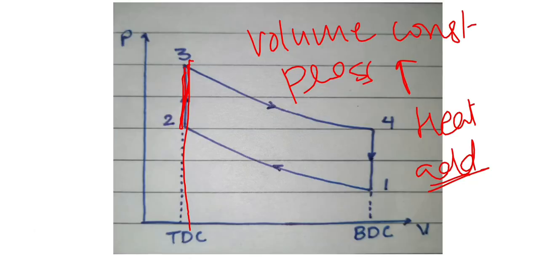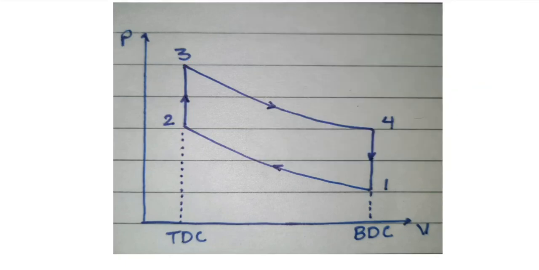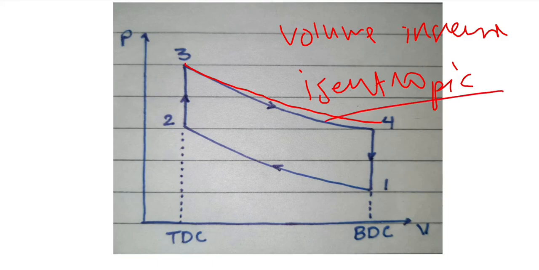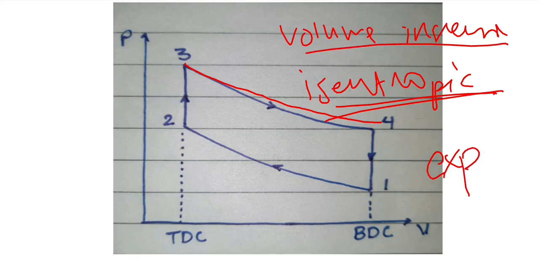Now what is the next step? From 3 to 4 the volume increases, and it is also an isentropic process. What is it? It is an isentropic process, that is, the entropy is constant. So what will happen in this? As the entropy is constant and volume is increasing, expansion will take place.